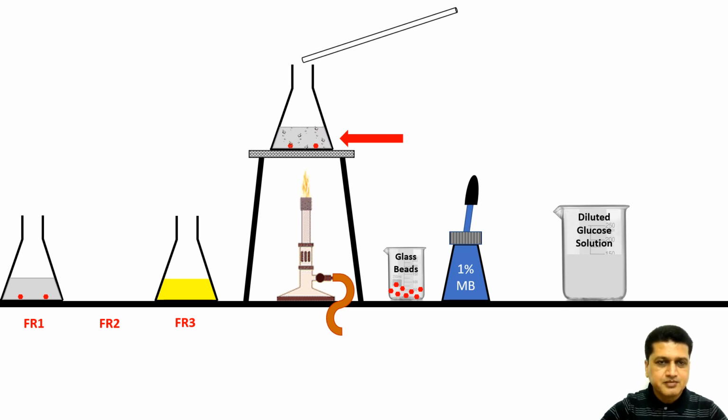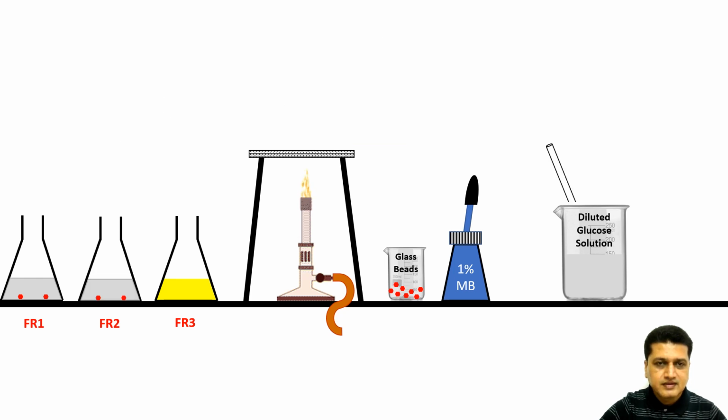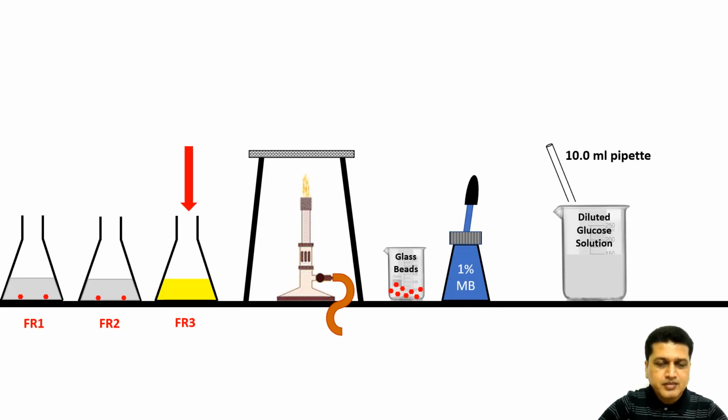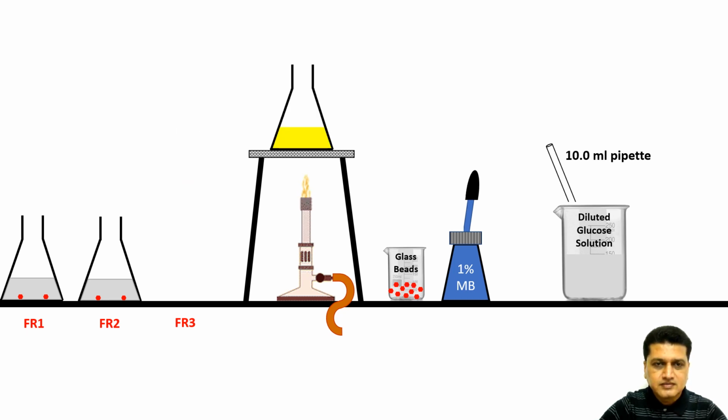This is the end point of titration. Note down the volume of diluted glucose solution required to get the end point and record this as final reading 2. Thus, procedure of taking final reading 2 is over. Now proceed to take final reading 3. Place the flask FR3 on wire gauze and repeat the procedure of titration.